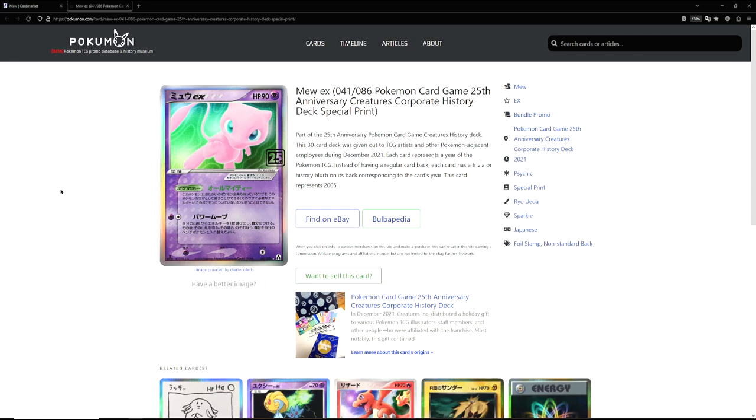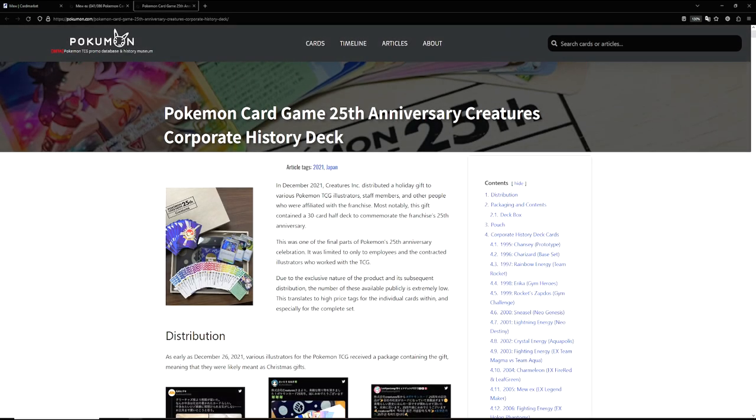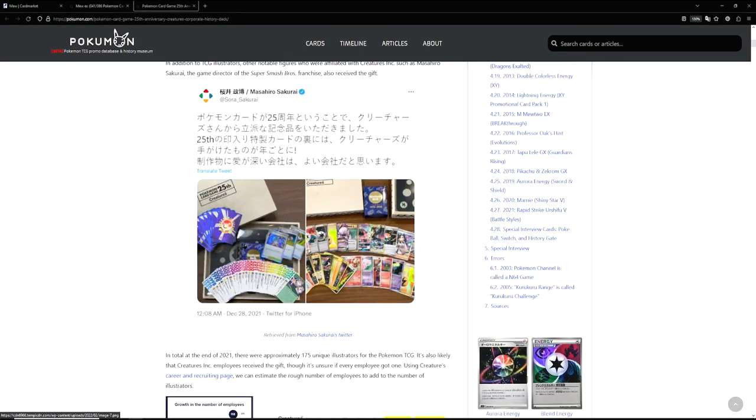Number two right here is this Mew EX, the 25th anniversary Creatures Corporate History Deck Special Print. That's a mouthful of a name. But this one is actually really, really cool. It came, once again, in a deck like this. This deck right here, if the site would load, there we go, was only given out to Creatures employees.